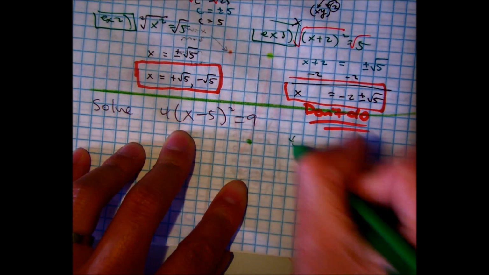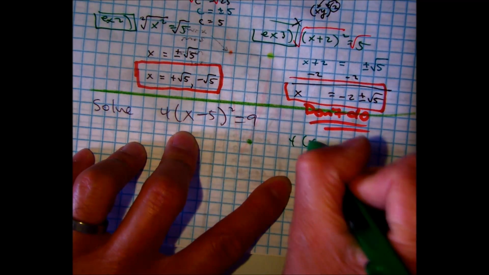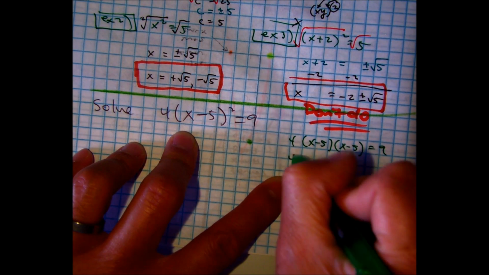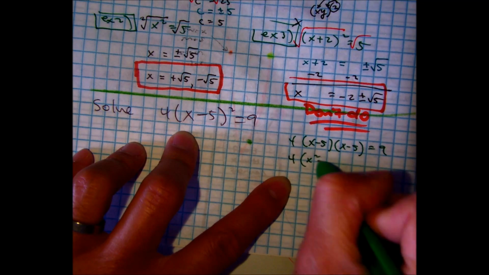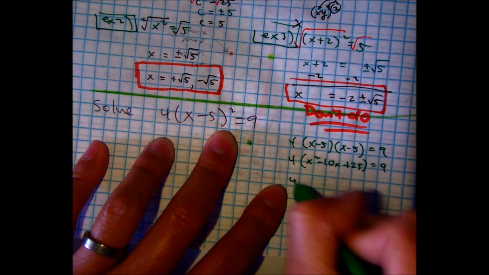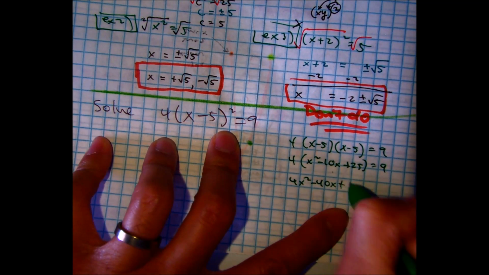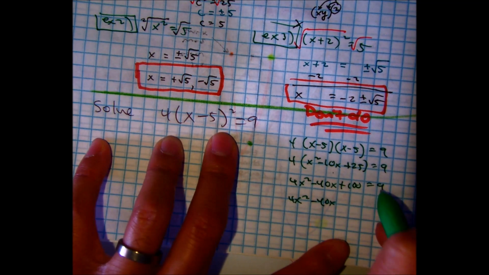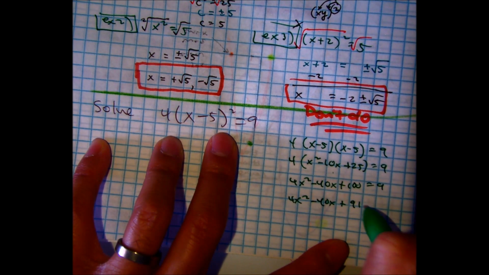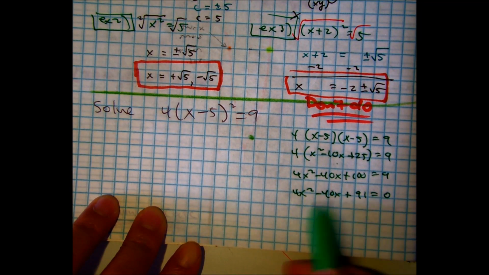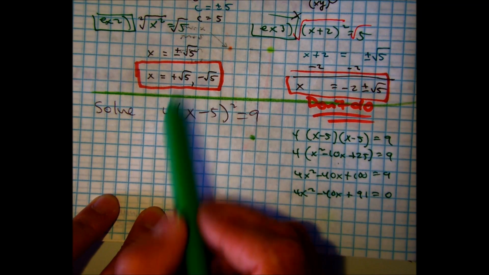So let's just say you think this is x minus 5 squared. This would be x minus 5 times quantity x minus 5 equals 9. If you did FOIL or did the box, then you would get x squared minus 10x plus 25 equals 9. You distribute the 4: 4x squared minus 40x plus 100 equals 9, and you subtract 9, which would be positive 91 equals 0. And then you have a quadratic equation in standard form. It's not wrong, but you're missing the point of what you see here.